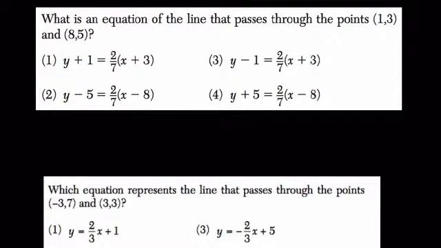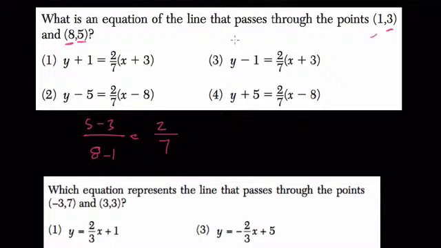Which equation of the line passes through these 2 points? 1, 3, and 8, 5. Okay, so we're looking for the slope here. That'll help us. Subtract our y values for the slope. So 5 minus 3 over the difference of our x values, 8 minus 1. So 5 minus 3 is 2. 8 minus 1 is 7. So our slope is 2/7, and I realize they all have that, so it's not really going to help us. Let's plug the points into these equations and see if they balance the equation.